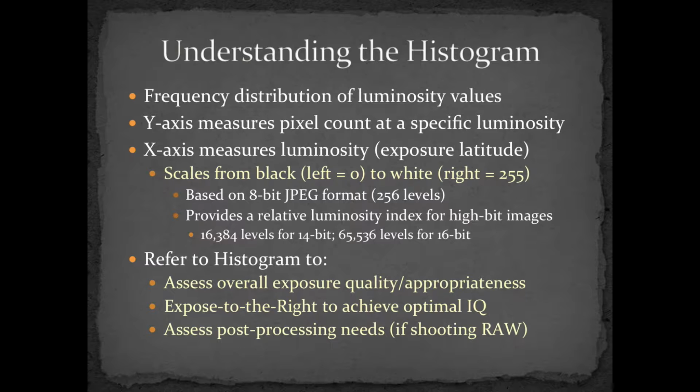The graph is in essence based on an 8-bit JPEG format. Thus, it only represents 256 levels of luminosity. As a result, it's not entirely accurate at indicating the level of exposure and the amount of highlight or shadow clipping that has occurred on higher bit, say 12, 14, or 16-bit RAW images. Nevertheless, it still provides a good index to the relative exposure of higher bit images so that you can assess the exposure quality.